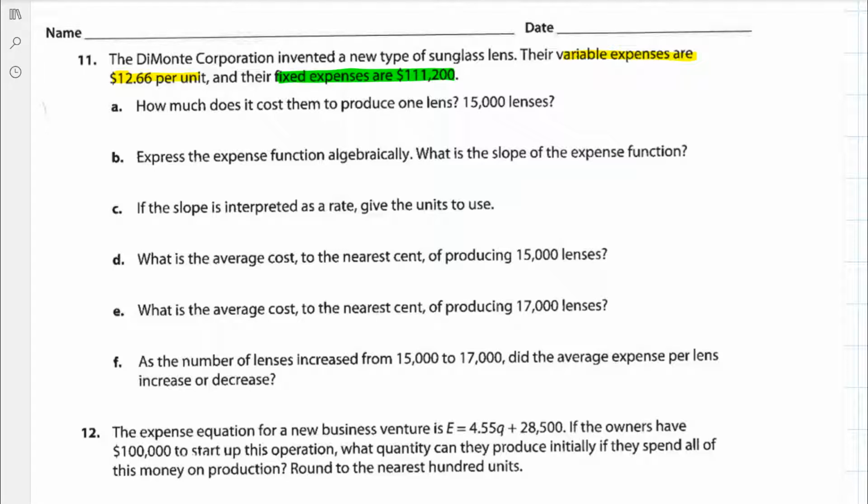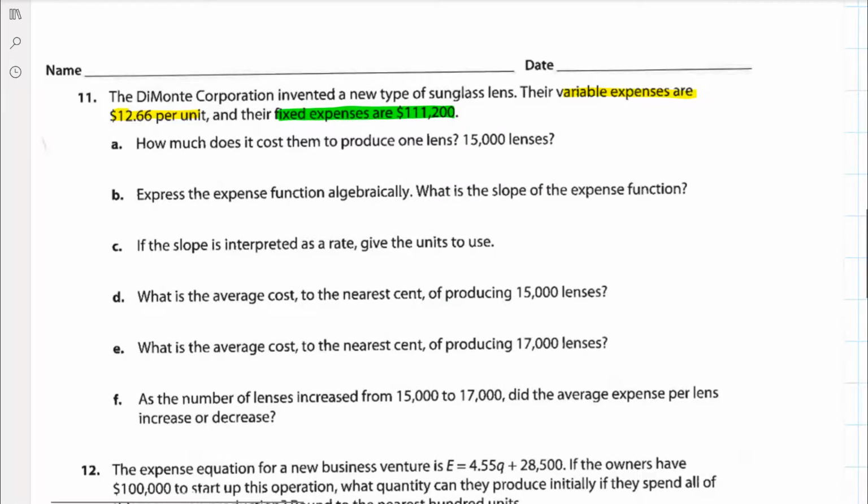Let's first understand this. Let's start off by writing an expense equation. Let's just go back to basics. I like to go back to basics. So total expenses is always equal to fixed plus variable. It doesn't matter the order, but it's always fixed plus variable.